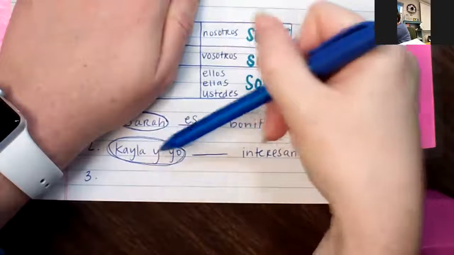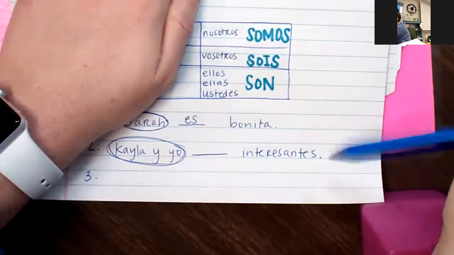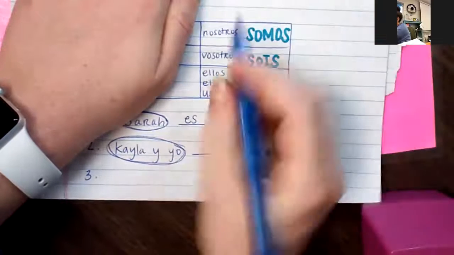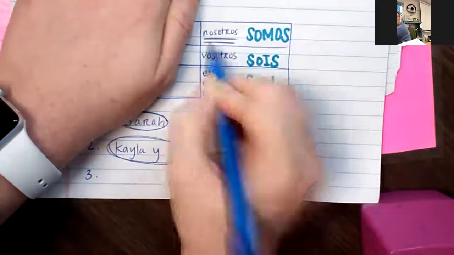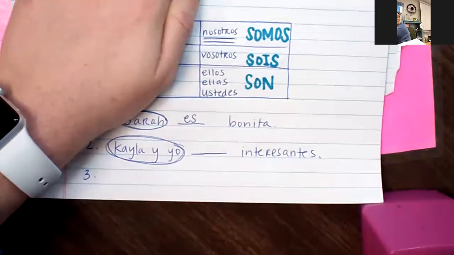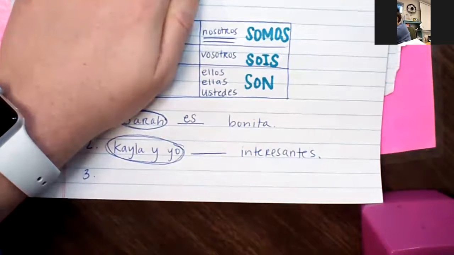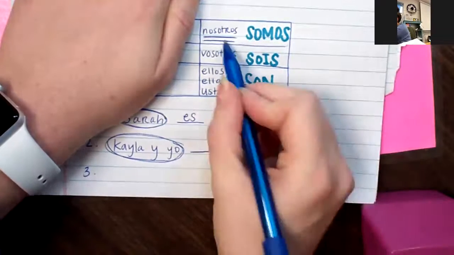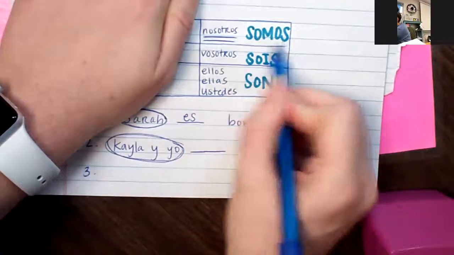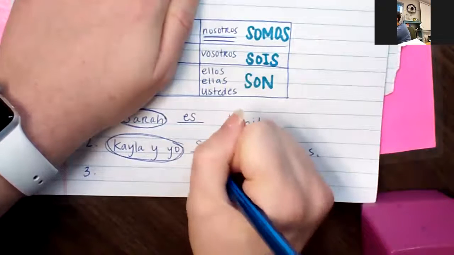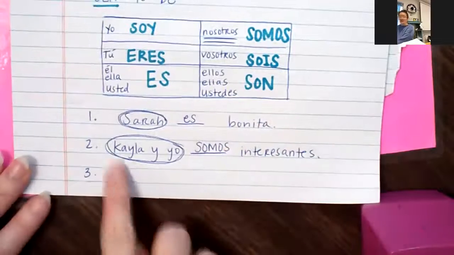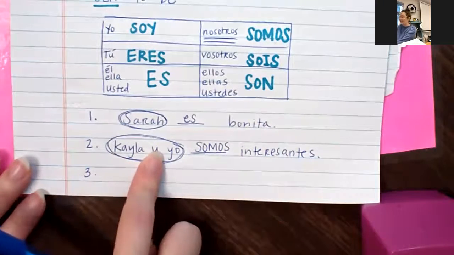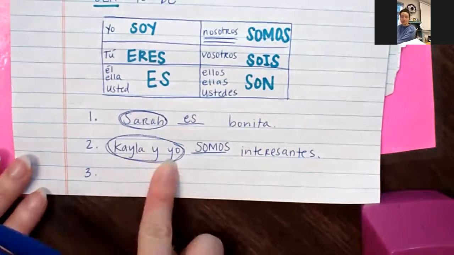So Kayla and I are interesting would be the same as saying we are interesting. We are interesting. So we are going to substitute in somos, because our subject is Kayla and I, or nosotros.